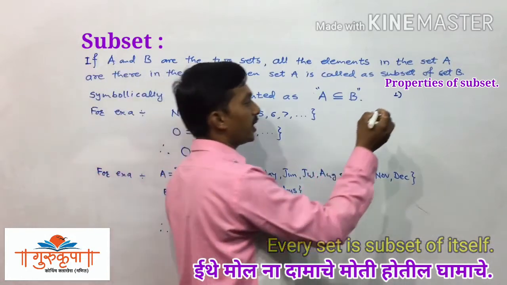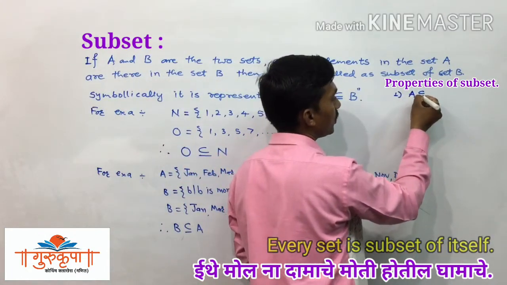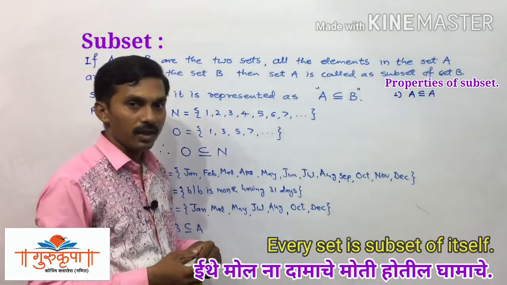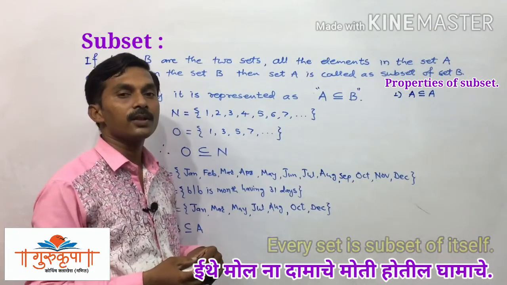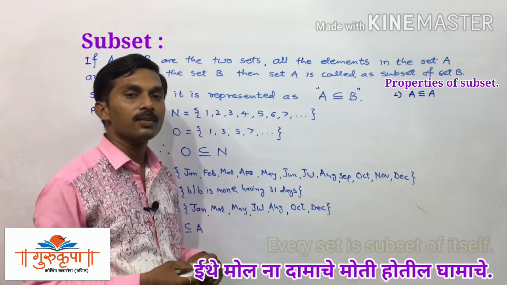So here you can write A is subset of A symbolically. Every set is subset of itself.